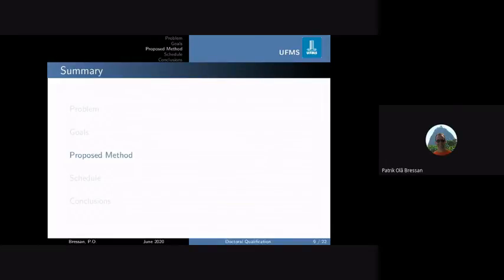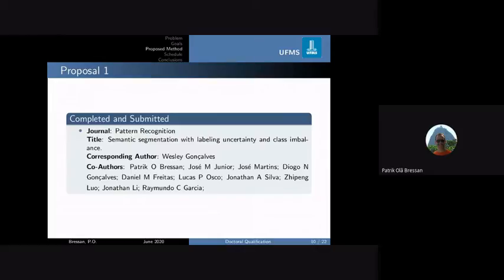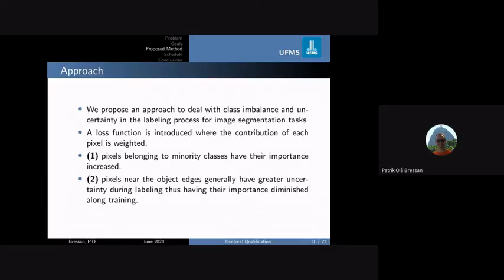So we propose a method, and we conclude in the paper that, first, pixels belonging to the minority class have their importance increased, and second, pixels near the object edges generally have a great uncertainty during labeling, thus having their importance diminished along training. This can be calculated efficiently using the Euclidean distance transform. I commented on the previous slides.